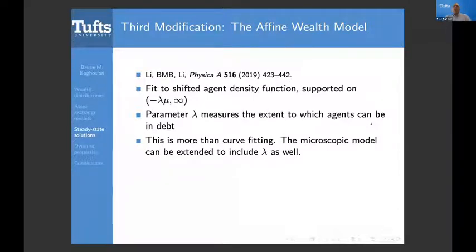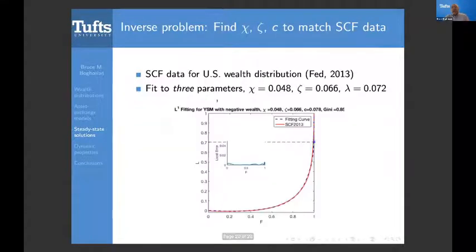This brings us to a third modification, which is to include negative agents. And to do this, we simply shift the agent density function so that instead of starting at 0, it starts at the negative of some multiple lambda of the mean wealth, and then goes off to infinity. That actually is more than just curve fitting. It can be brought down to the microscopic level, and the transaction can be redefined to incorporate lambda as a parameter. So this still has an idealized micro foundation.